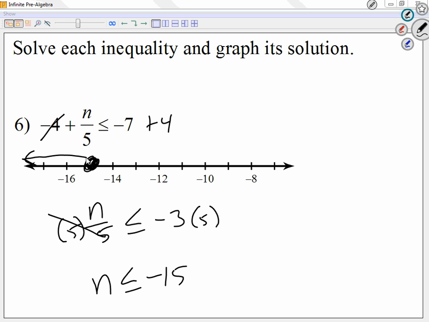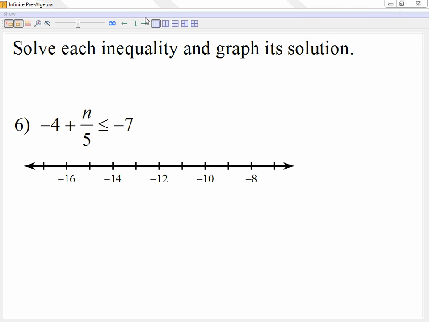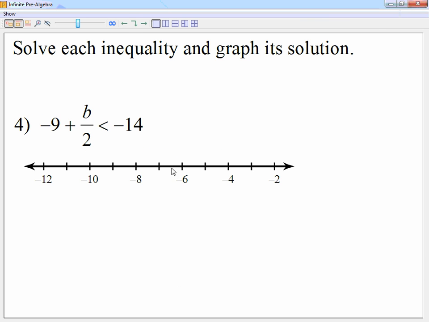Any other questions on the first 8? Number 4, I'm going to move the negative 9 to the right side as a plus 9.